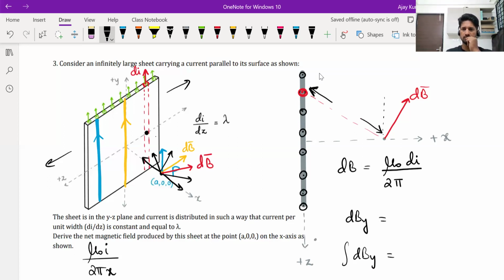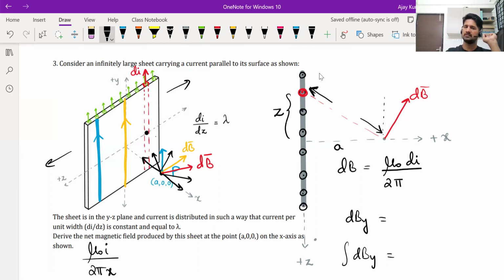Sir, it will be like the hypotenuse. What are the sides? How much is this distance? It is A, sir. That is A from the question. The point where you are asked to calculate the magnetic field is (A, 0, 0). So this distance is A. How much is this distance? Y, sir. Z.